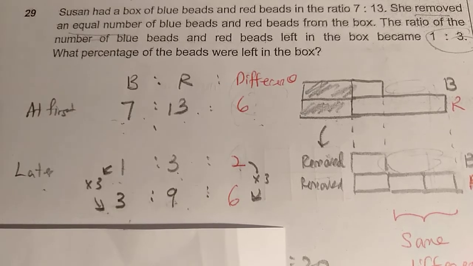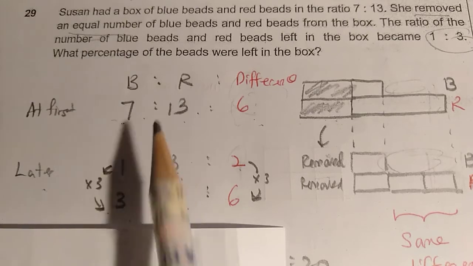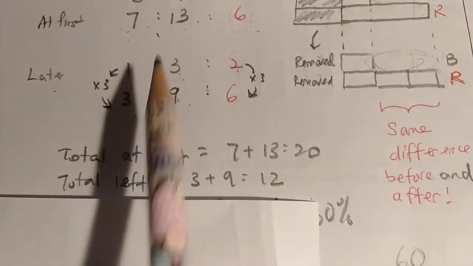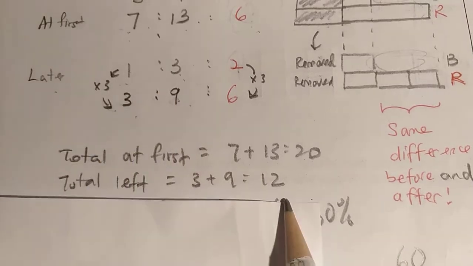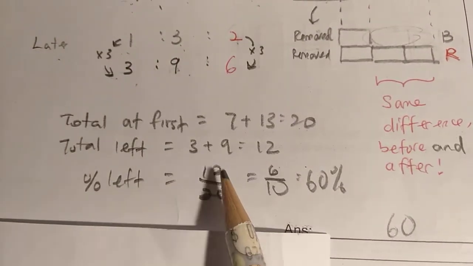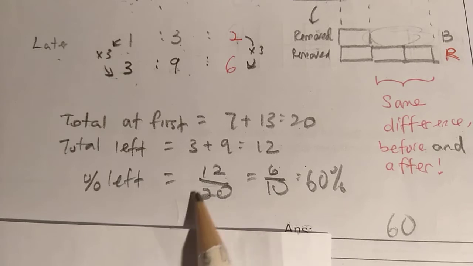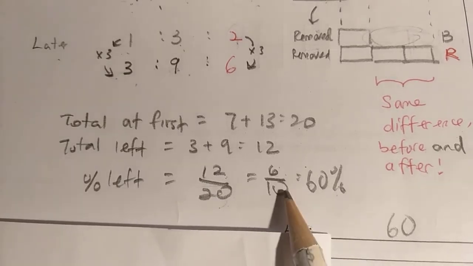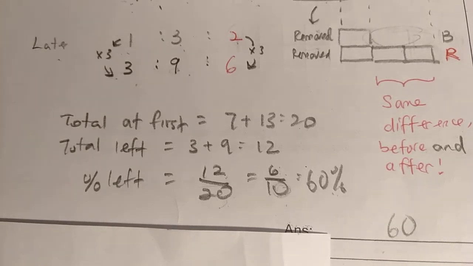Now I know that the total number of beads there at first is actually 20, and the total left will be 12. So the percentage of the beads left will be the number of beads left over the number of beads at first. Simplify to 60%. I like to go to base 10 because base 10 is very easy to see. 6/10 actually means 60%. Let's go to the last question now.